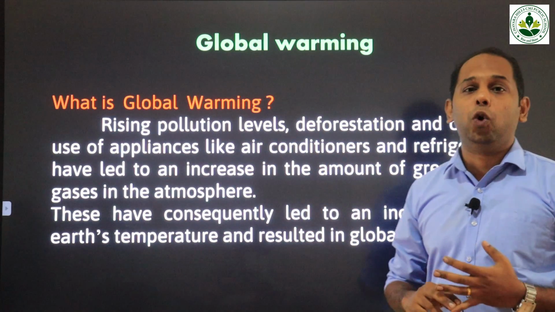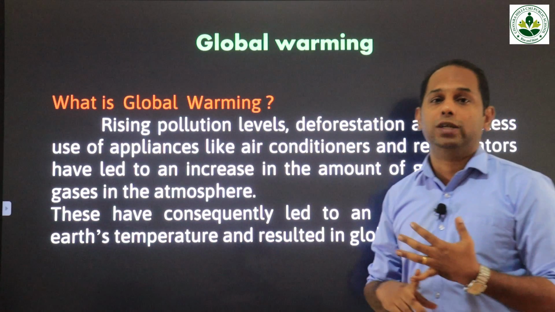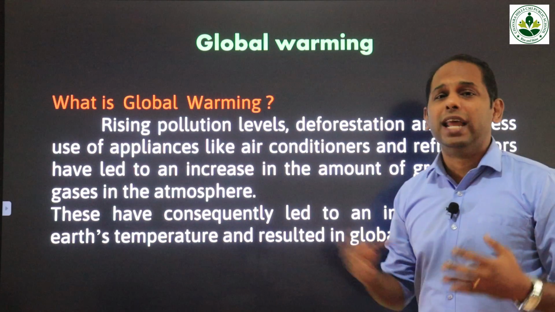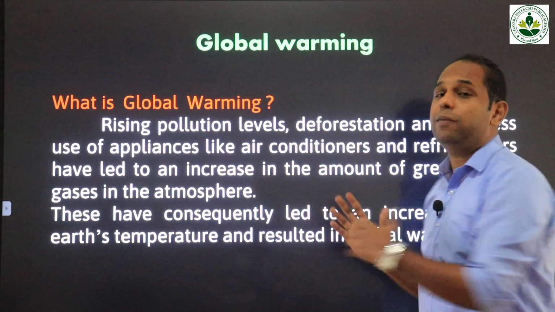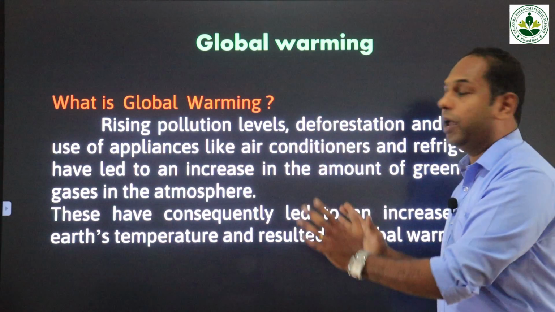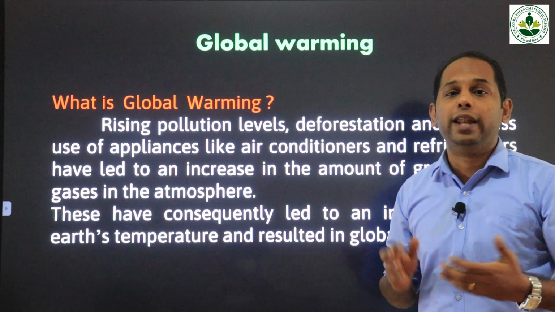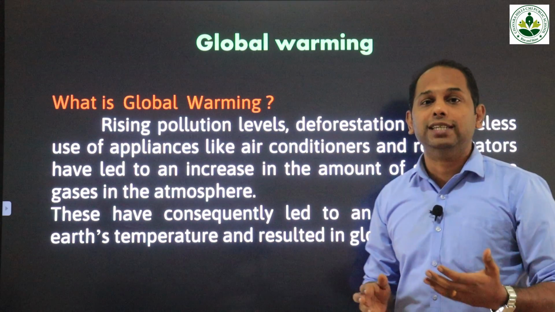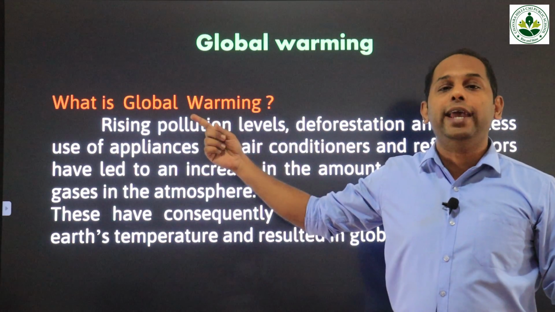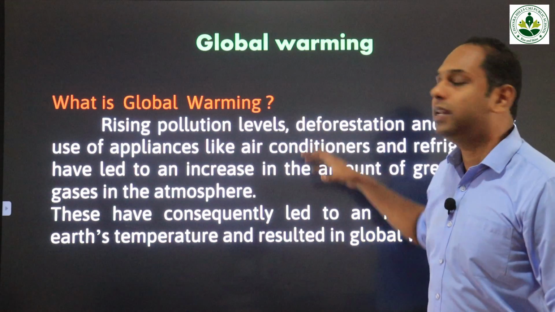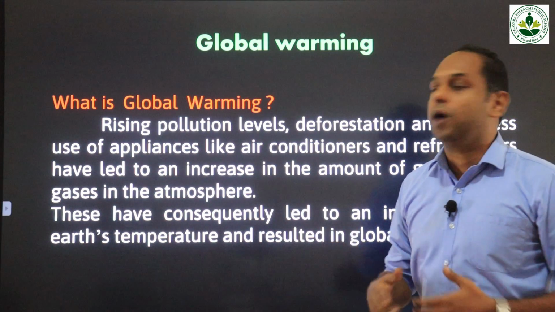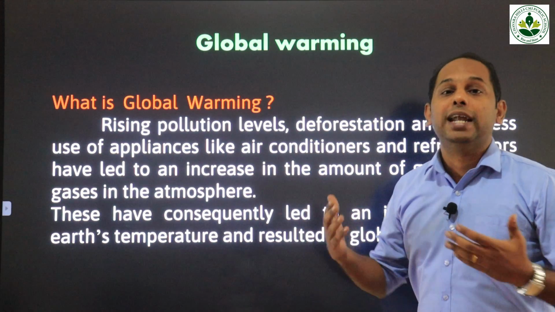Just now we have studied greenhouse gases such as nitrous oxide, carbon dioxide, ozone, methane, chlorofluorocarbons. These greenhouse gases are very useful in the atmosphere to control our climate in a moderate, normal way. But what happens when the amount of these greenhouse gases increases in the atmosphere? They trap more heat from the sun, and that makes our earth hotter and hotter, warmer day by day.